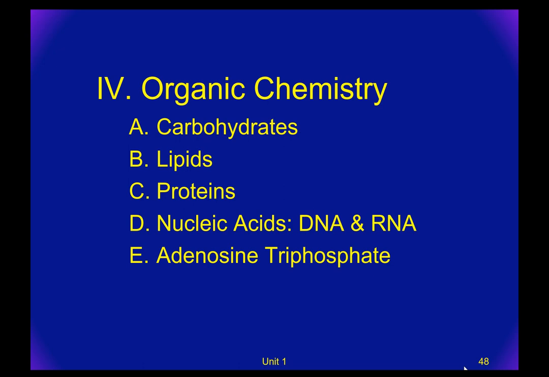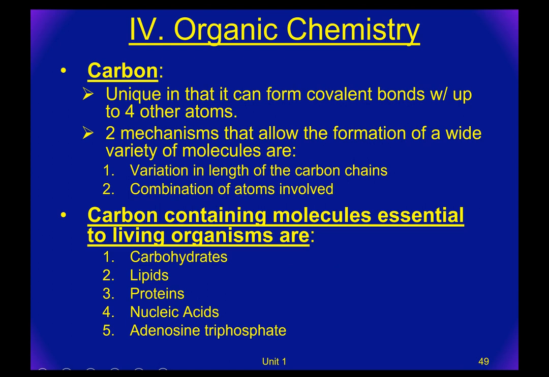Chapter 2, Part 6. Let's start talking about organic chemistry. As I said earlier, organic chemistry is carbon-containing molecules because having carbon in a molecule actually allows us to make very big, complicated molecules. So carbon is unique in that it can form 4 covalent bonds with neighbors.